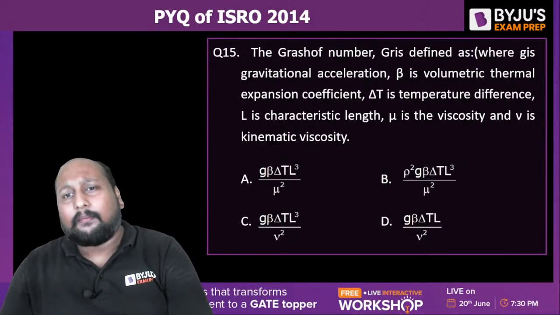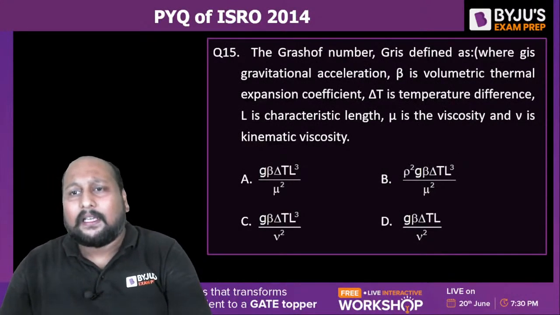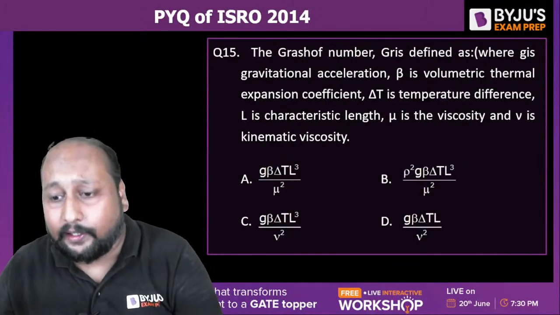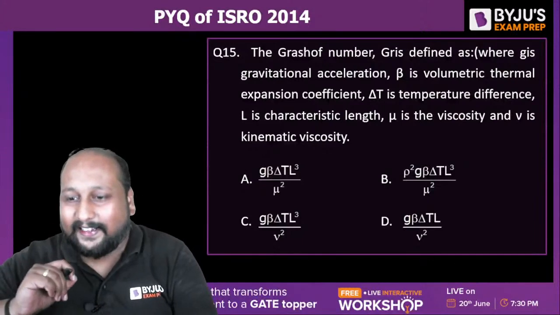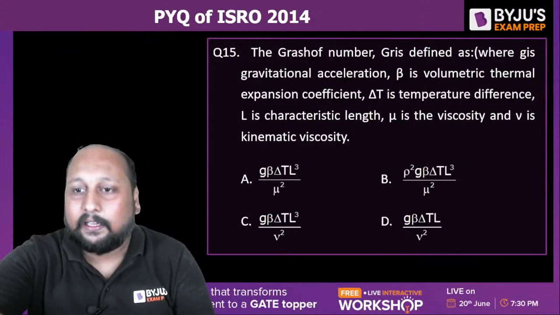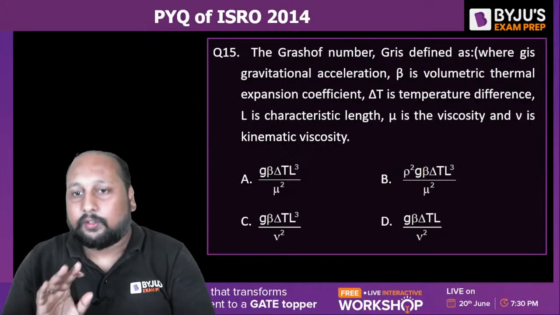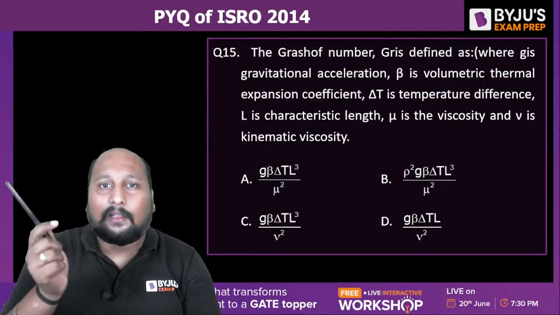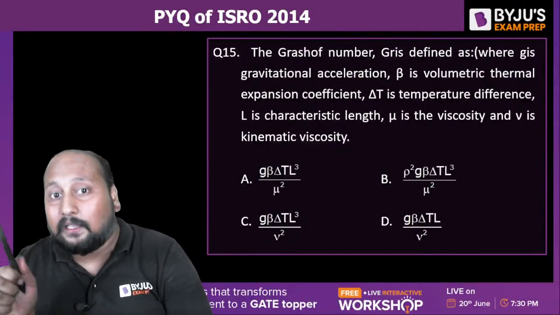The Grashof number is defined as: G is gravitational acceleration, B is volumetric thermal expansion coefficient, delta T is temperature difference, L is the characteristic length. Exactly. Mu is the viscosity and nu is the kinematic viscosity. So they have given the correct notations. I think in one of the fluid mechanics questions, they have given the opposite notation. So make sure you are reading the question carefully.